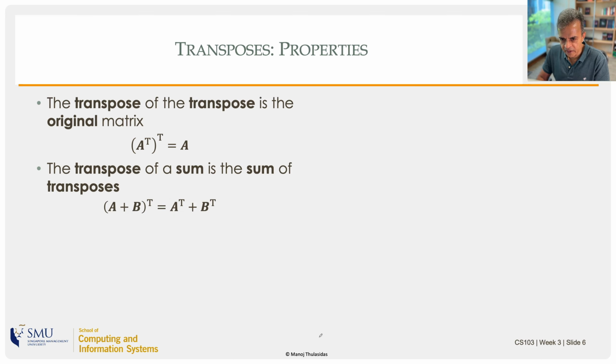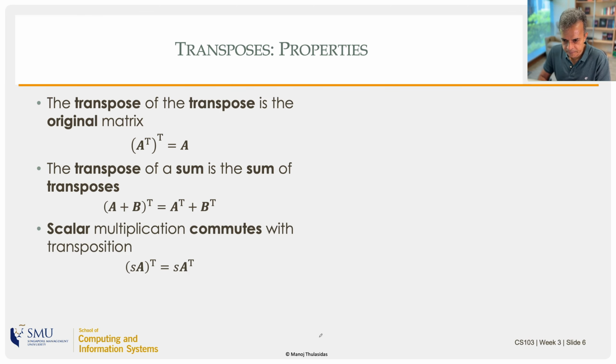Then the next one that is a bit less obvious is that the transpose of the sum of two matrices is the sum of the corresponding transposes. A plus B, the whole thing transposed, is the same as A transpose plus B transpose. This you can see just by thinking about the matrices as tables of numbers, and then you can see that when you transpose both, it's the same as transposing first and adding. Not that complicated. And the fact that scalar multiplication commutes with transposition also is something to keep in mind.